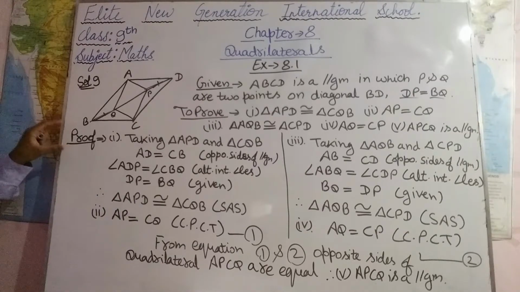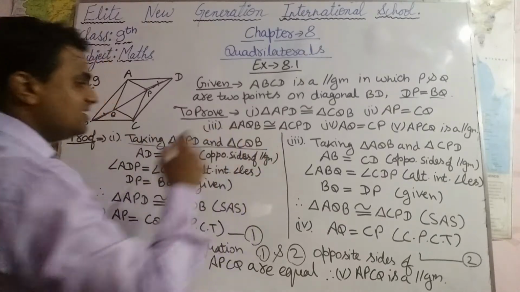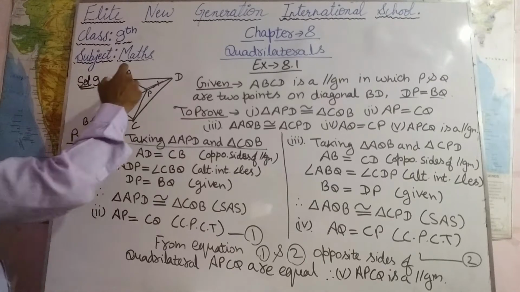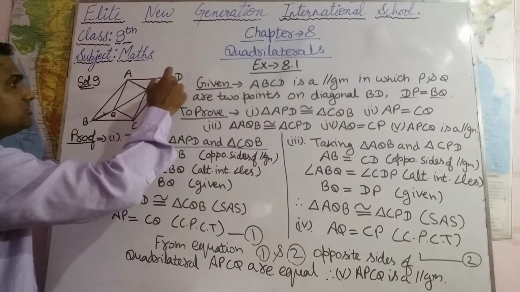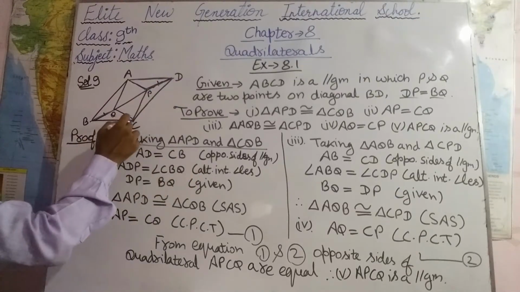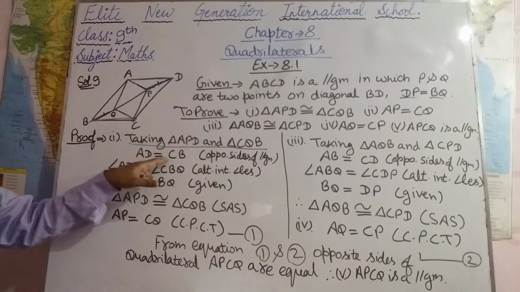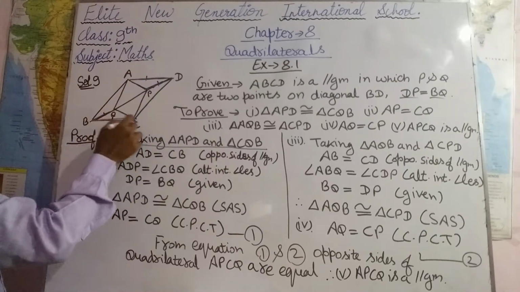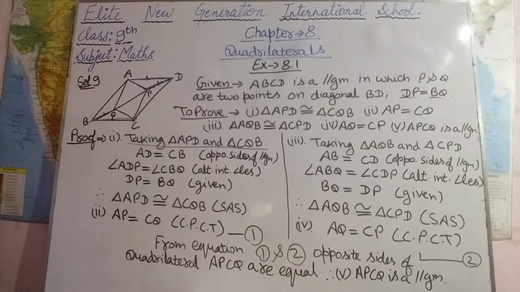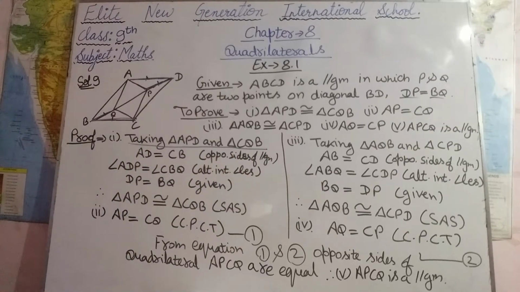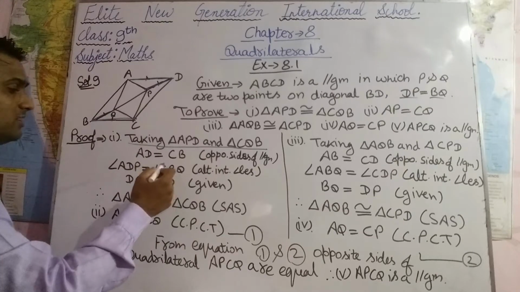Now start from this first part. So in the proof, see first part, we can take triangle APD and triangle CQB. So taking triangle APD and triangle CQB, see in the diagram also. So here this is triangle APD, and triangle CQB. So first of all, we can see that AD equal to CB. So these are opposite sides of the parallelogram, and in a parallelogram opposite sides are equal. So we can say AD equal to CB. Now after this, angle ADP equal to CBQ.